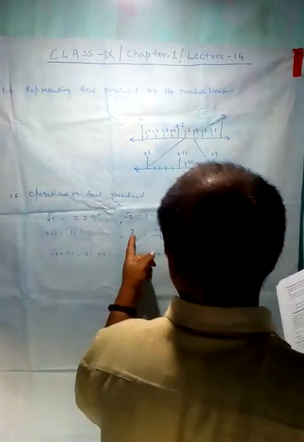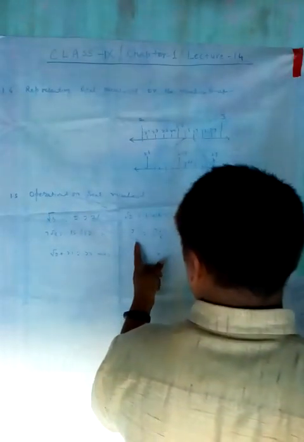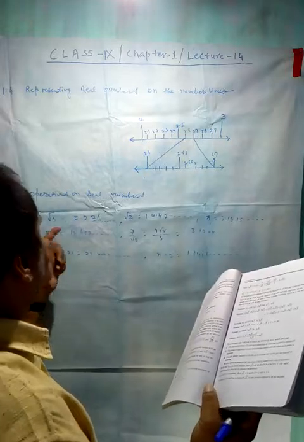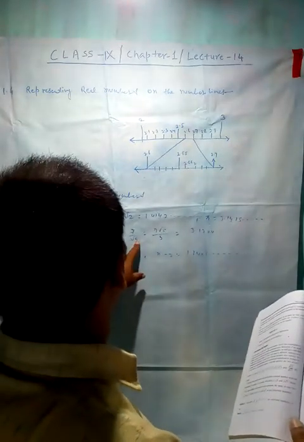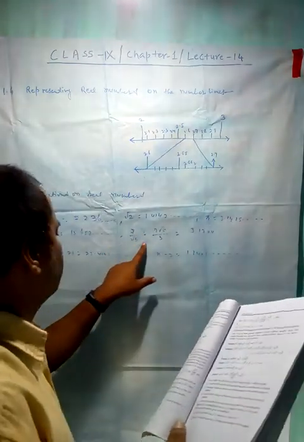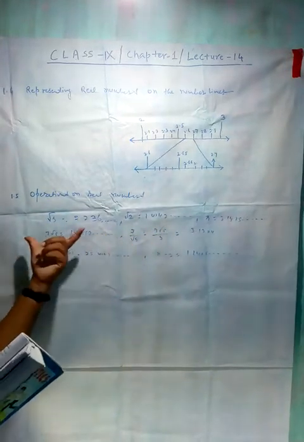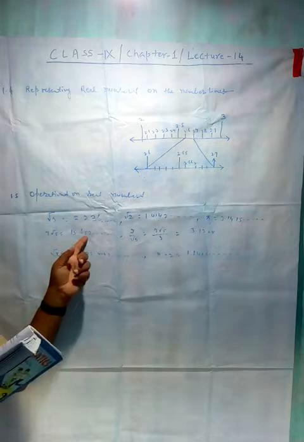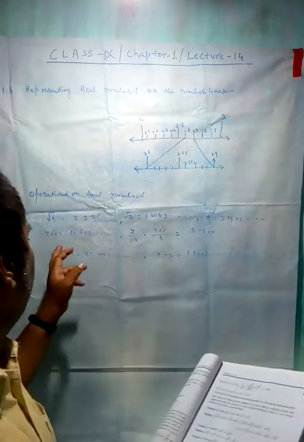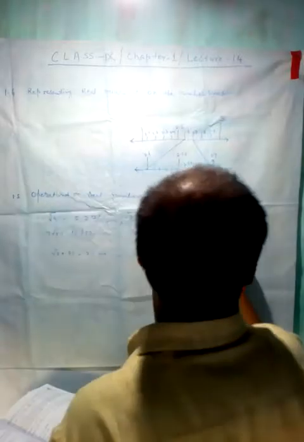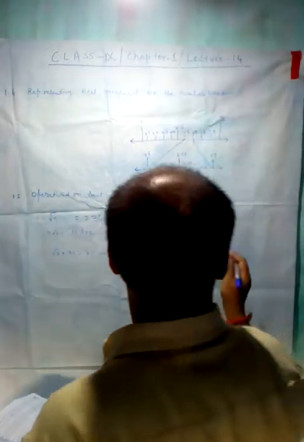Next, 7 by root 5 is equal to 7 root 5 by 5. You multiply upside and downside by root 5, and you will get 7 root 5 by 5. So 7 root 5 by 5 is equal to 15.652... divided by 5. Then it is 3.1304..., and so on.